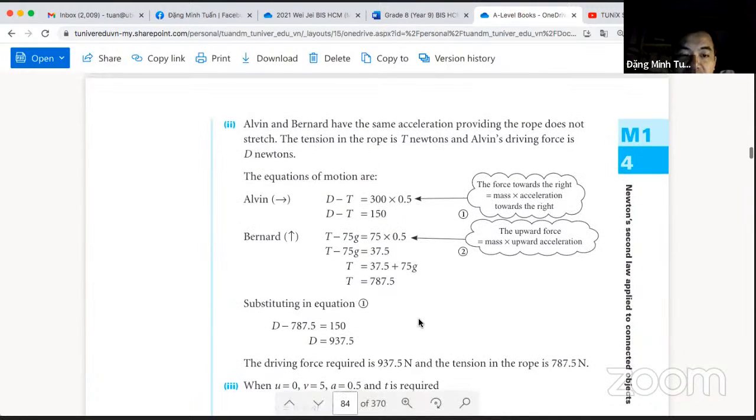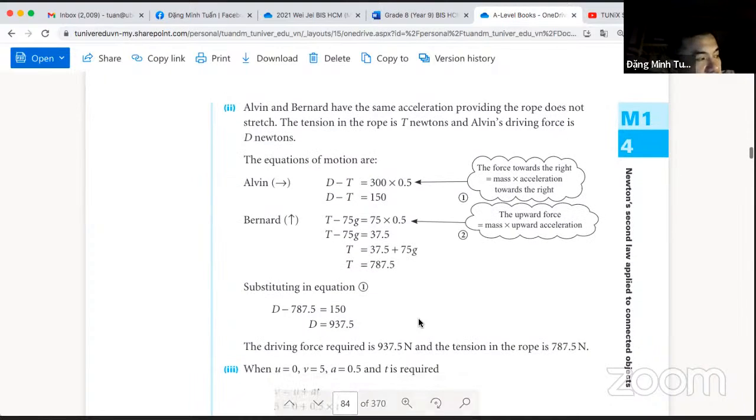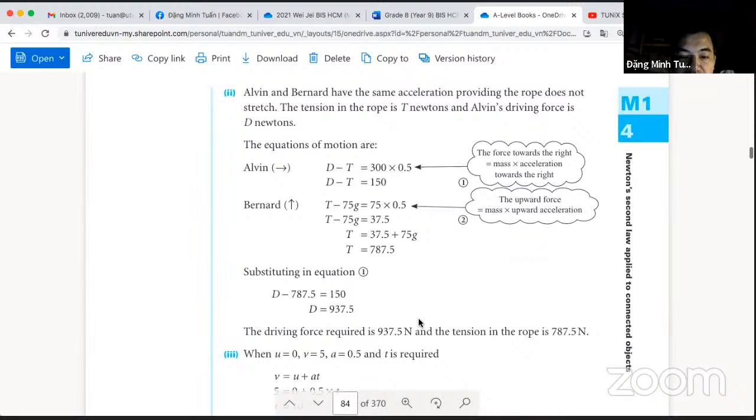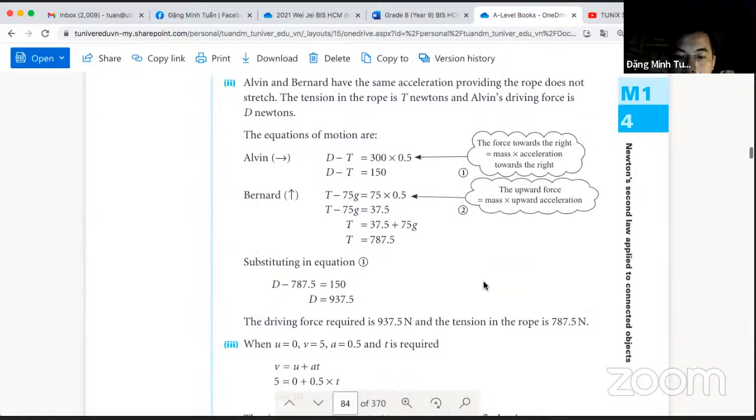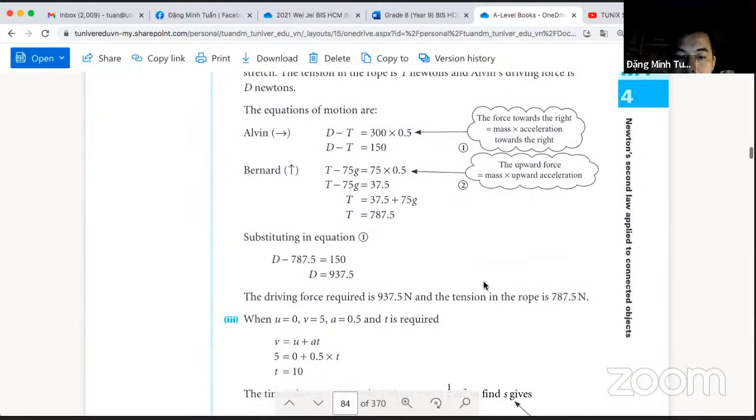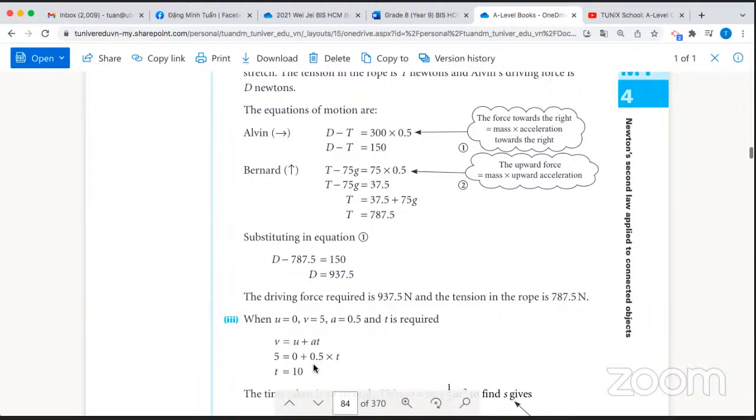So now for the third one, it depends on the initial values: U equal to 0, V equal to 5, and A equal to 0.5, and T is required. By using Suvat, you can find out the time T.